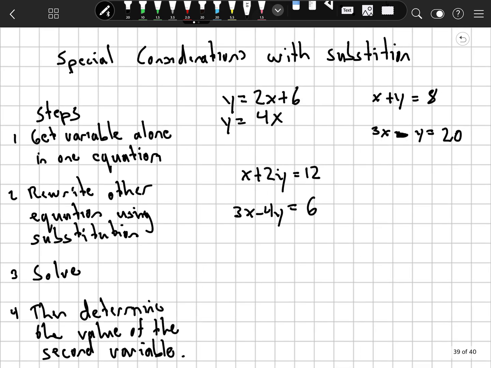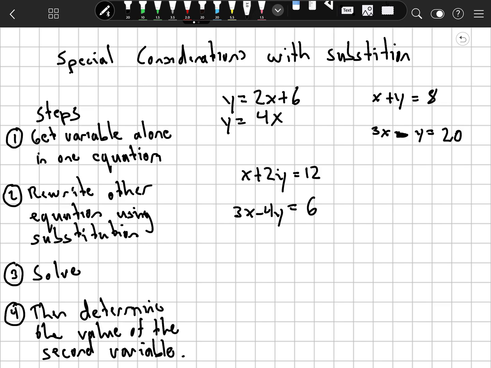I want to give you some steps to substitution. First of all, you get a variable alone. So far, in the previous one we had to get y alone, and in the one before that there was one that was already alone. Second, rewrite the other equation using substitution. So you substitute what the variable is worth into the other equation. Third, solve that equation. And then fourth, once you've solved the equation for one variable, put the value in for that variable to either of the first two equations, and you can find the other variable.